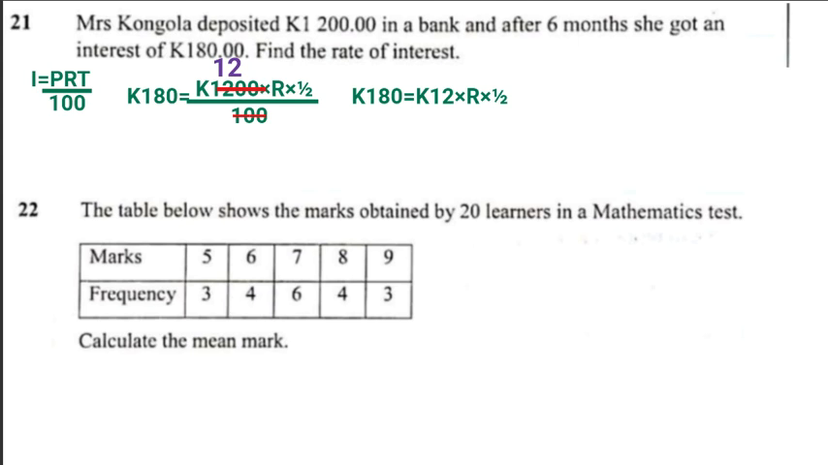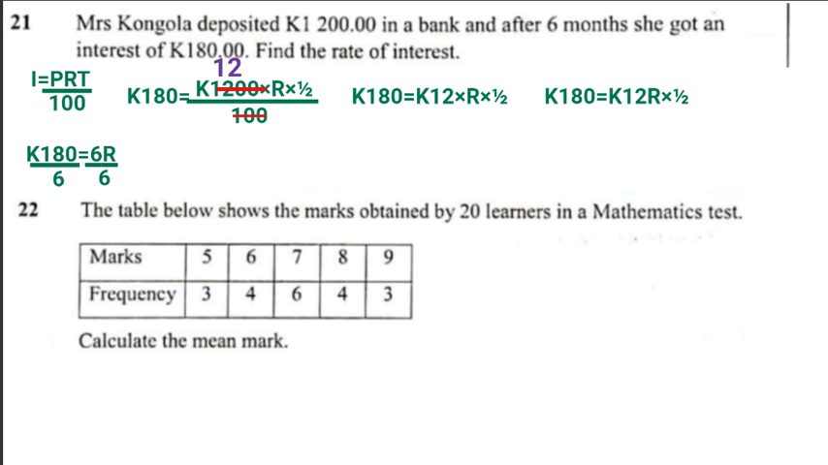Once we've done that, we can multiply 12 by R, which will give us 12R. So we write 180 is equal to 12R, then multiply by 1/2. 12R by half will give us 6R. Then we will divide both sides by 6.